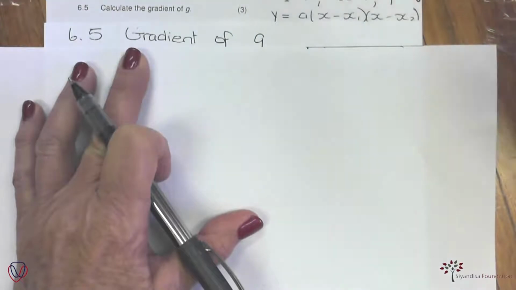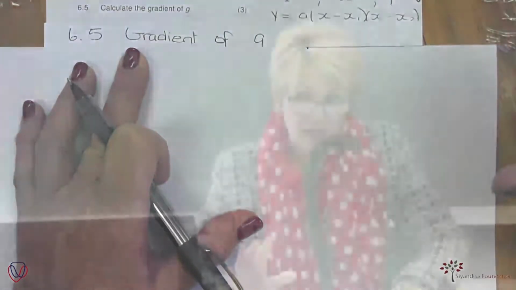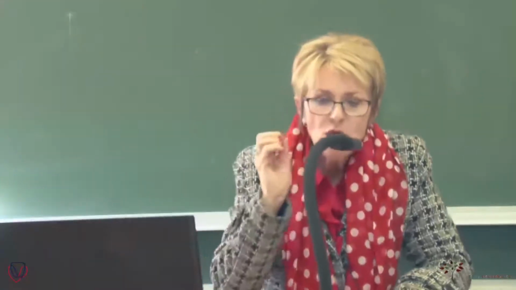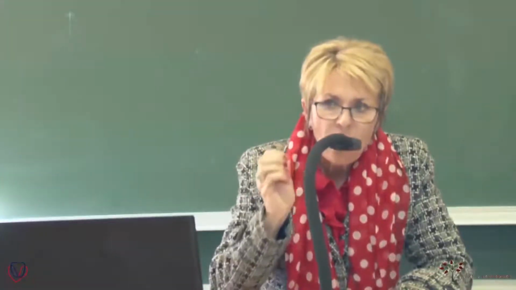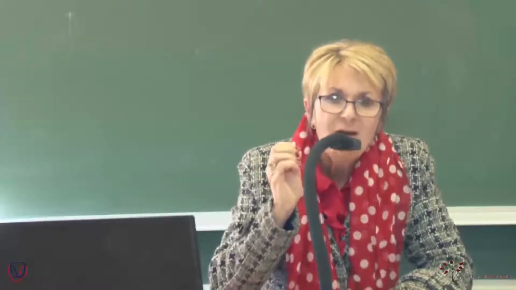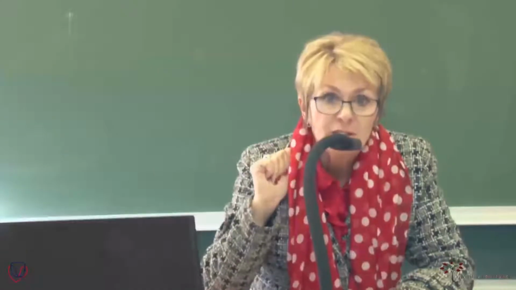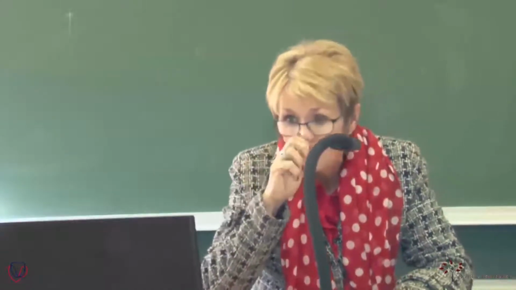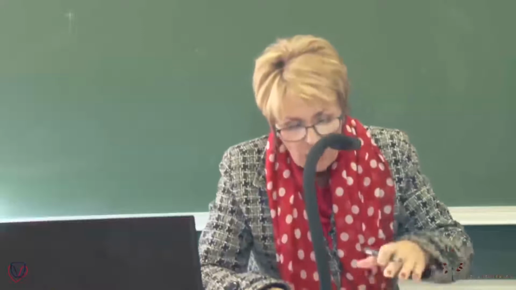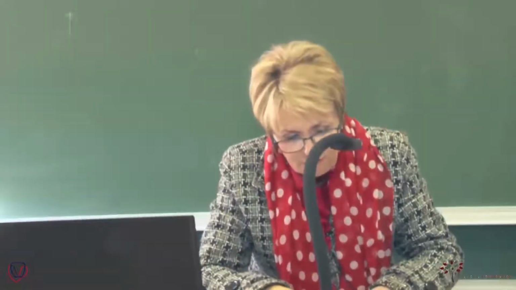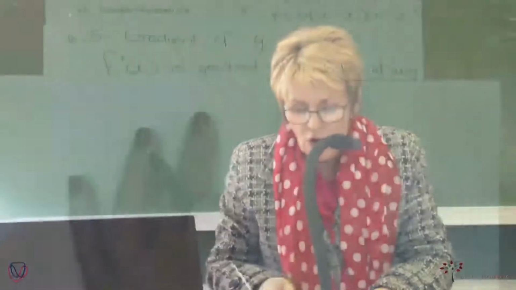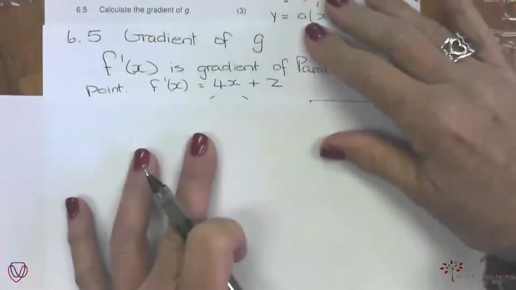So if I get the first derivative of this equation, that is the formula for the gradient. I don't put it equal to 0. I only put it equal to 0 when I want to find a minimum or a maximum value, the y value of the turning point, for instance. Then I put it equal to 0. Right, people? So the first derivative is the gradient of the parabola at any point.